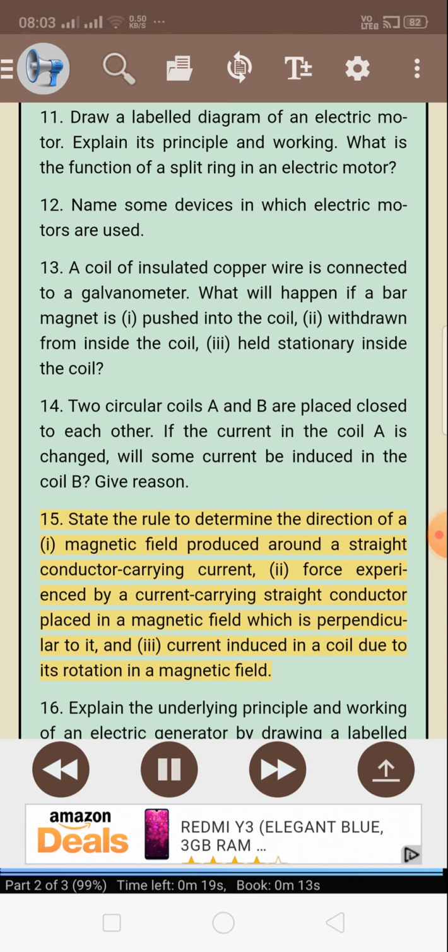(i) Magnetic field produced around a straight conductor carrying current. (ii) Force experienced by a current-carrying straight conductor placed in a magnetic field which is perpendicular to it, and (iii) Current induced in a coil due to its rotation in a magnetic field.